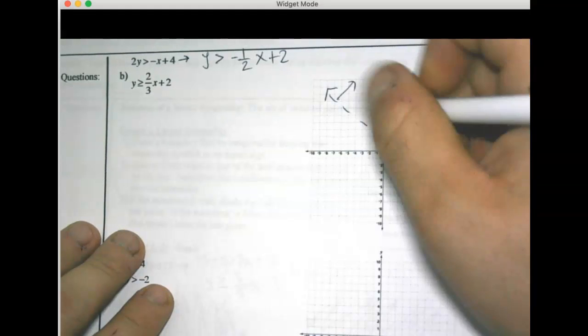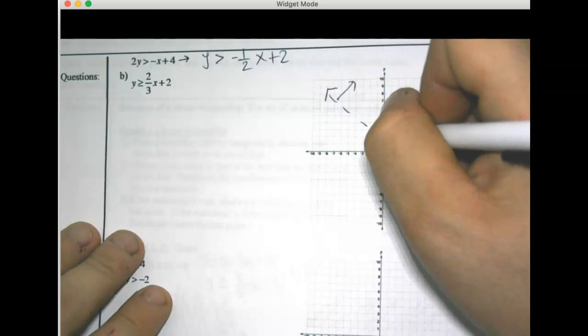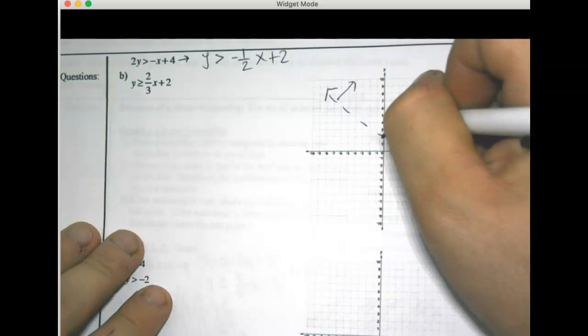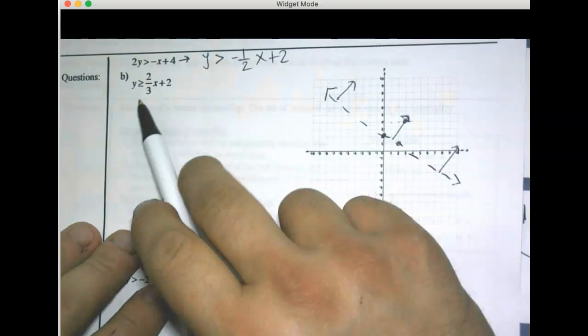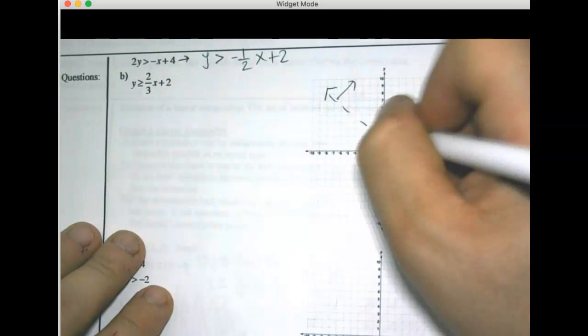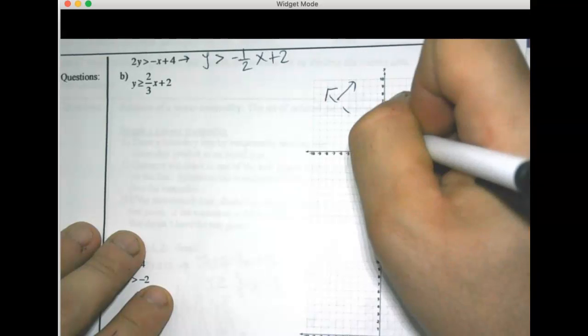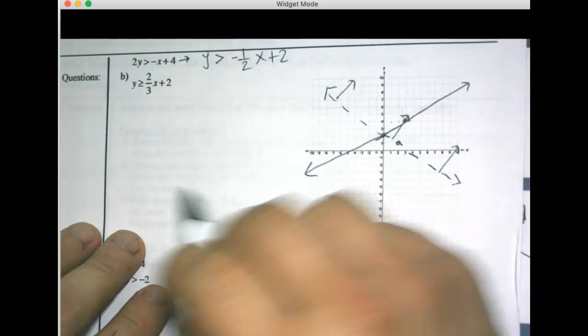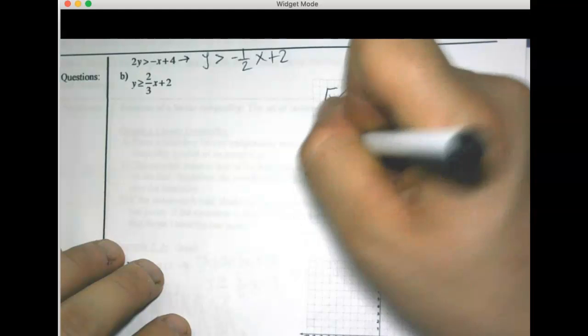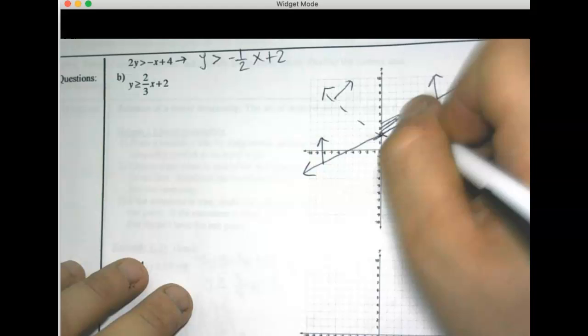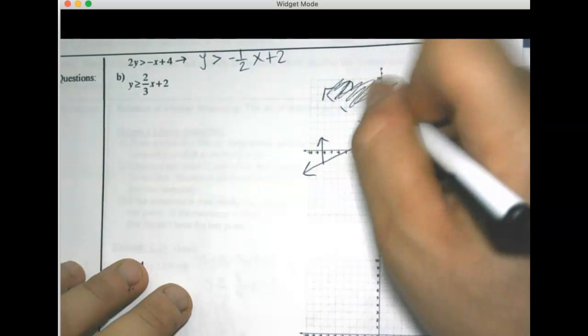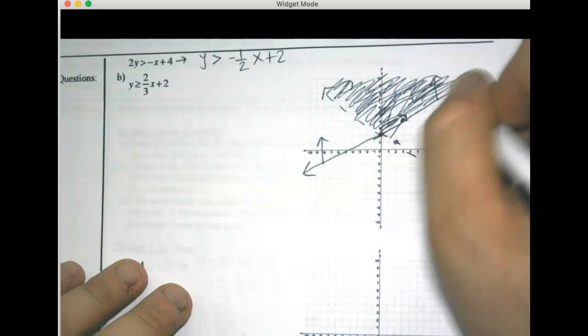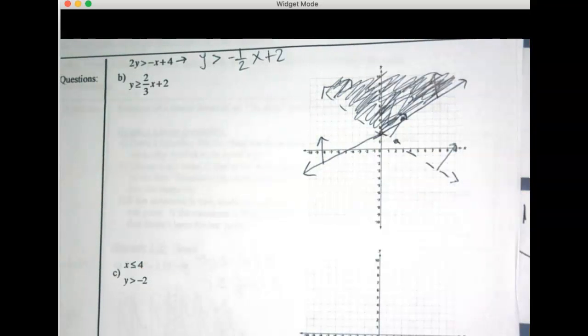And then the second line is begin at 2 also. The slope is positive 2/3, so that's up 2, right 3. This one is greater than or equal to, so solid line, not dashed. But it is greater than again, so I'm going to shade above this line, and then the region I'm shading is here, where both lines would get shaded. These would be solutions for the system. These would be solutions that would satisfy both inequalities.